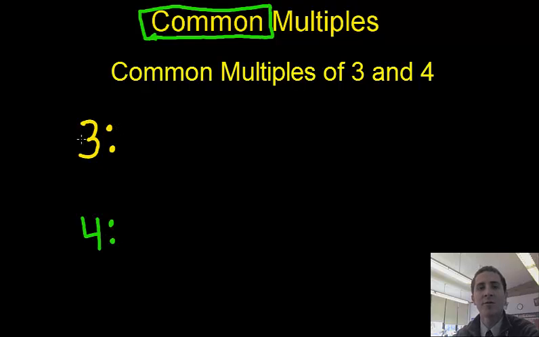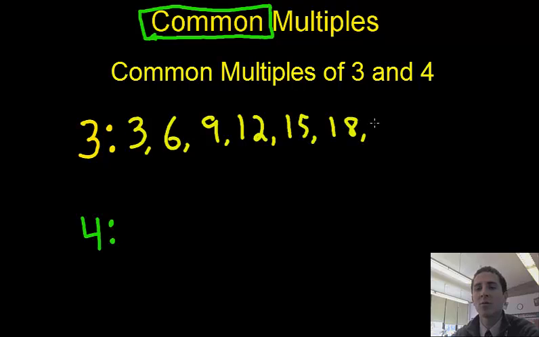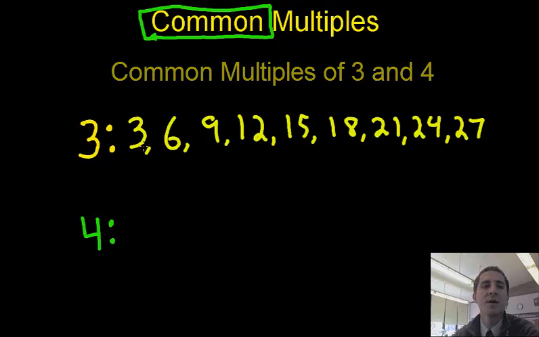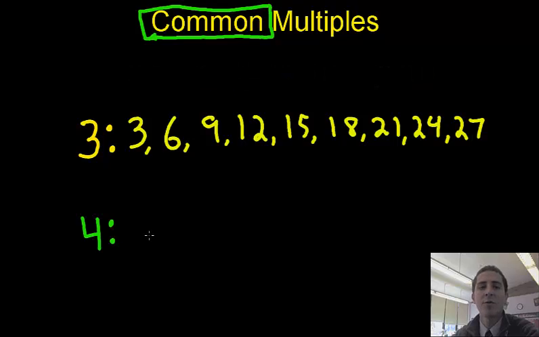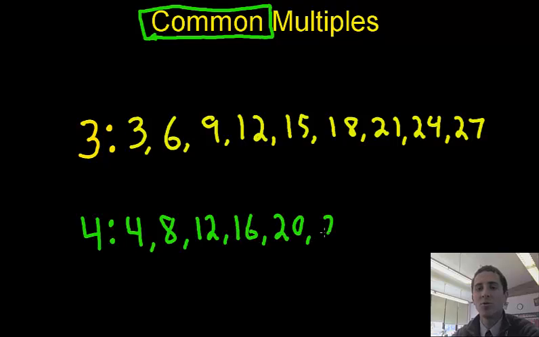I'm going to find all the multiples of 3 first. So I just start skip counting at 3. 3, 6, 9, 12, 15, 18, 21, 24, 27, and we'll stop there. Now I'm going to find all my multiples of 4. Exact same thing, but I'm going to count by 4s this time. So 4, 8, 12, 16, 20, 24, 28, 32. Alright, and we'll stop there.